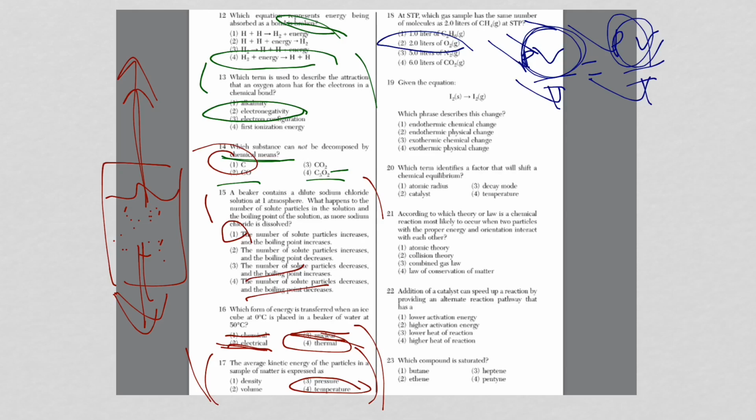For 19, which phrase describes this change? Well, solid directly to a gas. You got to know it is sublimation, although they're not asking that. They're asking about endo-exo, and then is it a chemical or a physical change?